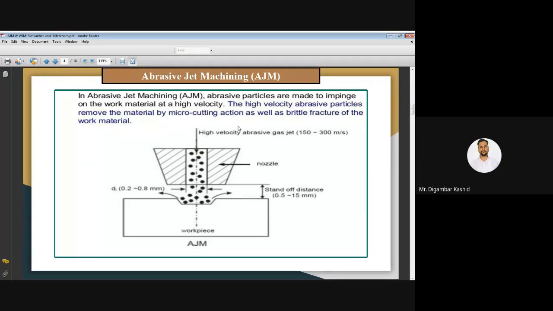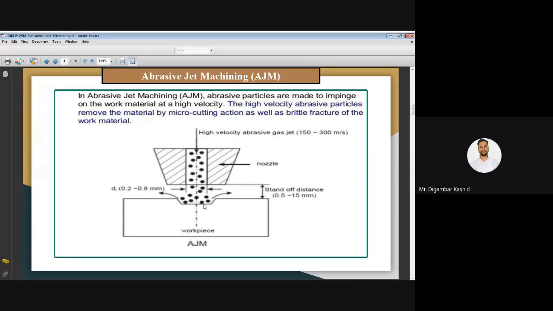So the high velocity abrasive particles will remove the material by which action? By micro cutting action. Okay, erosion means what? Small micro cutting particles or brittle fractures will occur on your workpiece, and that means erosion. You can see here in the diagram the black spots, those are the abrasive particles that will strike your workpiece, and then that will remove the material from your workpiece.